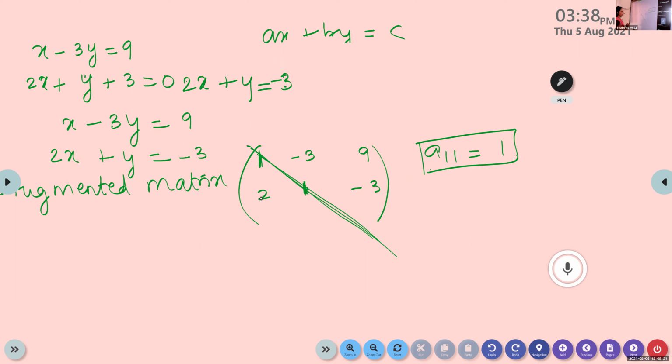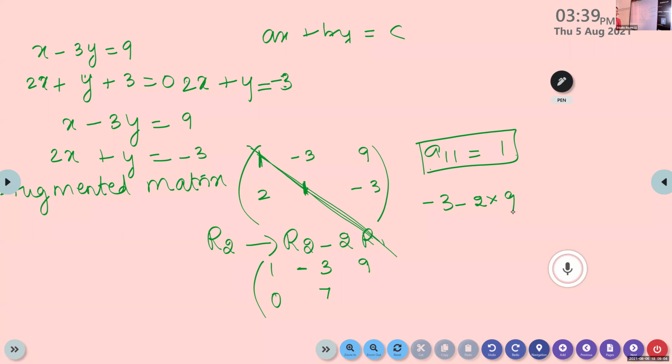So here I want a 0 in the second row, so the change is happening in the second row. R2 becomes R2 minus 2R1. The first row has no change. The second row becomes the second row minus 2 times the first row. So 2 minus 2 is 0. 1 minus 2 into minus 3 is 1 plus 6, which is 7. Then minus 3 minus 2 into 9.